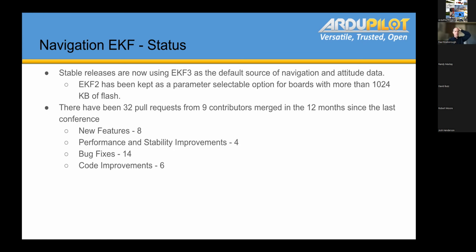Okay, so in the last 12 months, we've moved across. We're now using EKF3 as the default estimator for our stable releases. I don't know if Antenna Tracker is using it now. Maybe somebody can chime in on that. But my understanding is that EKF2 is still being kept as a selectable option if the board has more than 1024 kilobytes of flash. So our high feature boards have the ability to also run EKF2 if users want to do that.